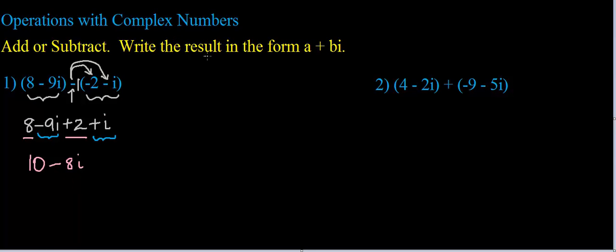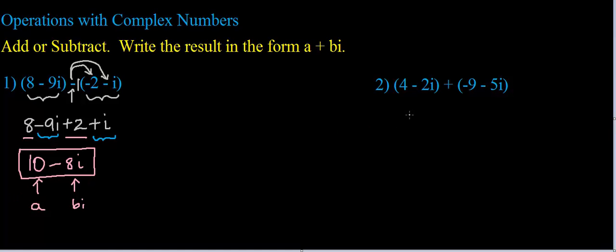Notice it says that you have to write the result in the form a plus bi. That means the real part, that's your a, and the imaginary part, that's your bi, must be written in this order. The real part goes first, and the imaginary part goes behind. So this is your final answer.